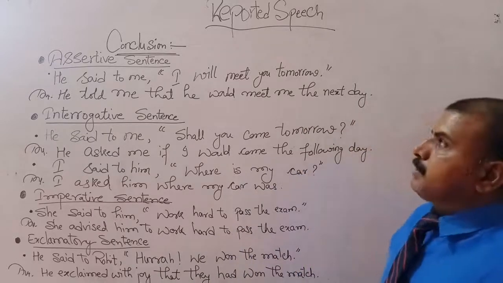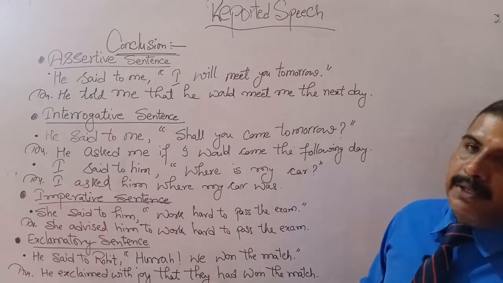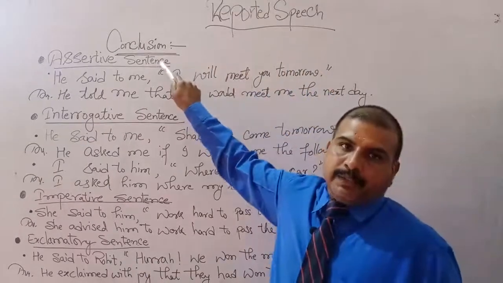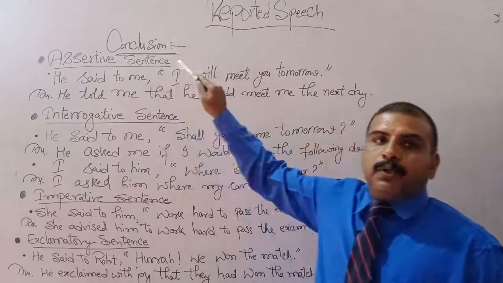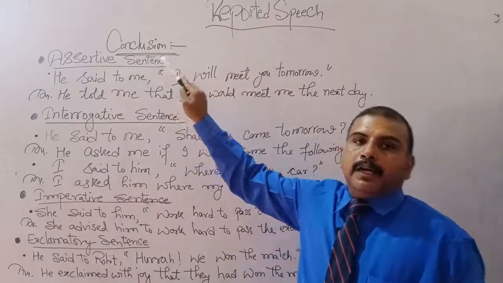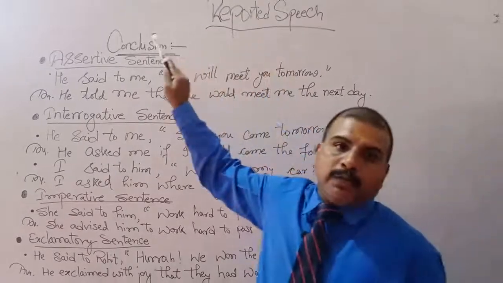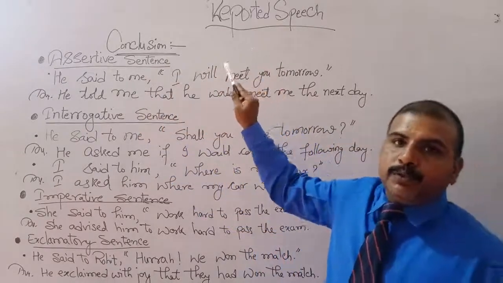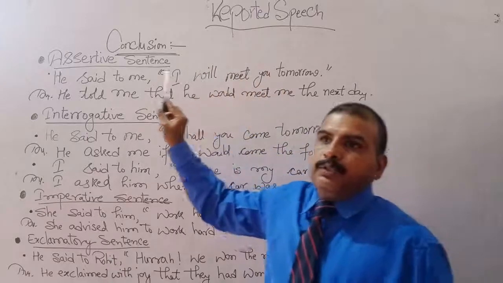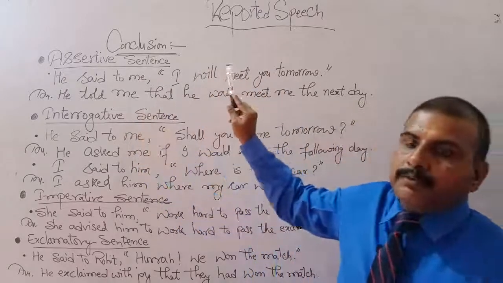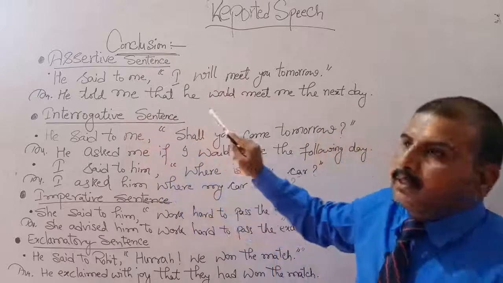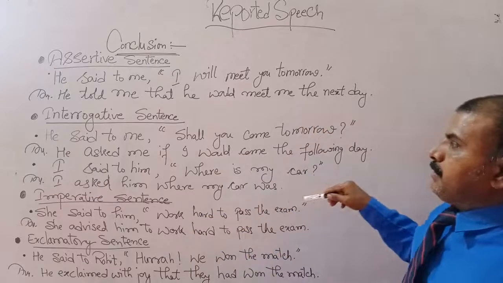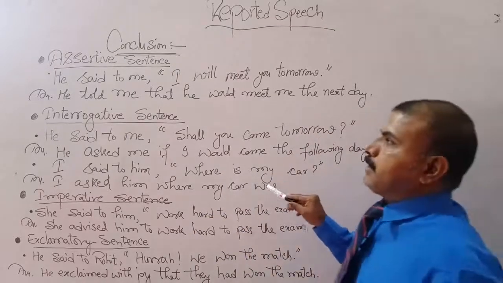Now, today's topic is again the same topic, reported speech, the conclusion part. In my previous videos, I detailed the introduction part of reported speech, then continued part 1 and part 2, in which I taught you the change of tense, change of verb, and change of person. Now, here is a summary of all this. Let's see what new thing you are going to get here.